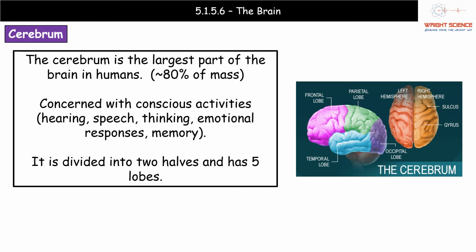So let's take each of these bits of the brain in turn, find out a little bit more about it and what it actually does for us. So cerebrum first of all. Now, as we've already mentioned, the cerebrum is the largest part of the brain in humans. It's about 80% of the total mass of your brain is cerebrum.